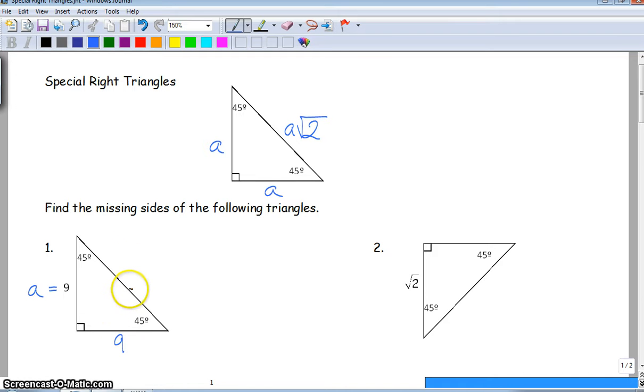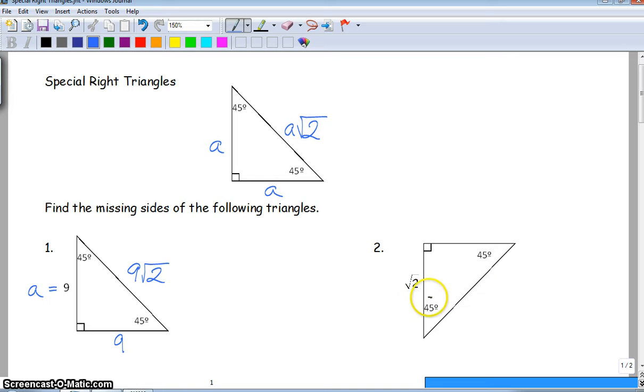I know across from 90 degrees is the side A times the square root of 2. So I'm going to replace A with the 9, and this length is 9 times the square root of 2. So that was a basic problem.